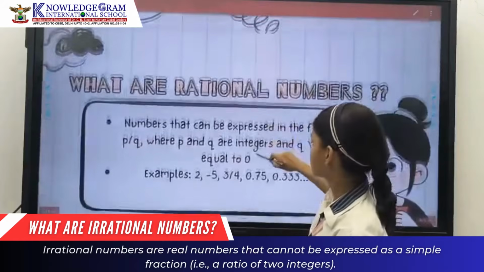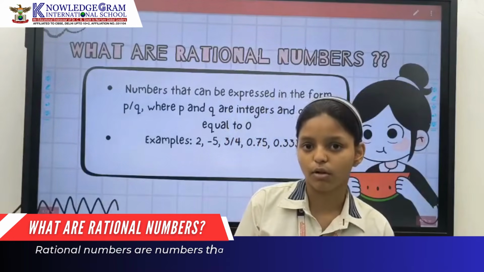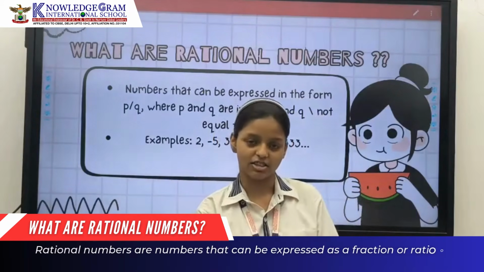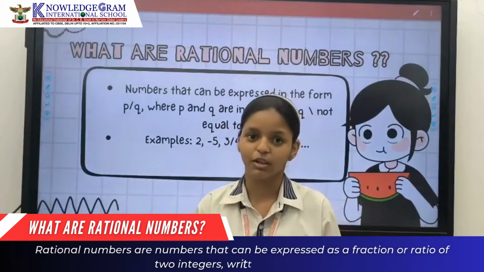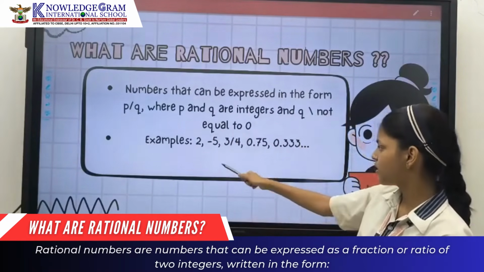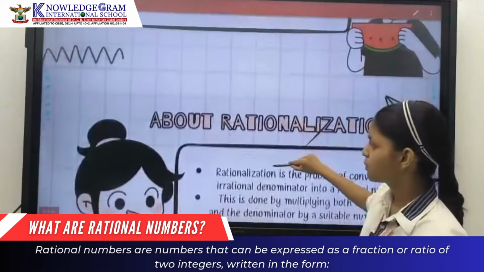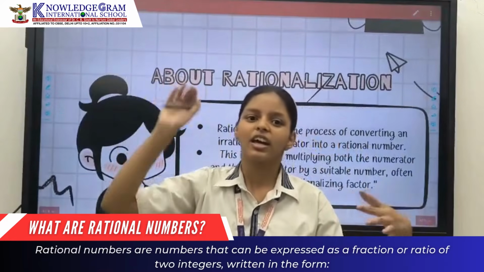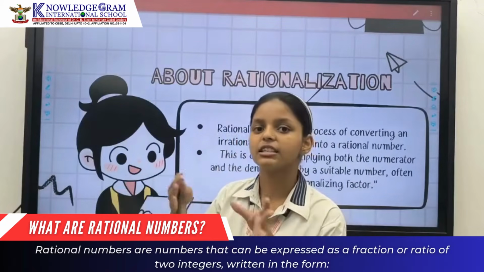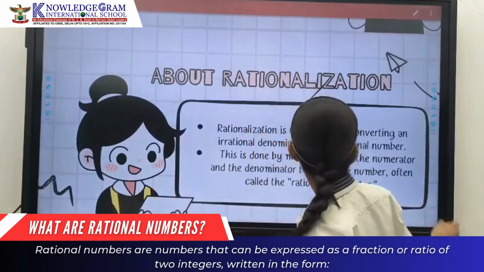And now, what are rational numbers? Rational numbers are the numbers which can be expressed in the form of p by q, where p and q both are integers and q is not equal to 0. Means they are simply 2, minus 3, minus 5, 3 by 4, 0.75, 0.333333. It is going on forever, but still the digit 3 is repeating continuously, so it will be counted as a rational number.